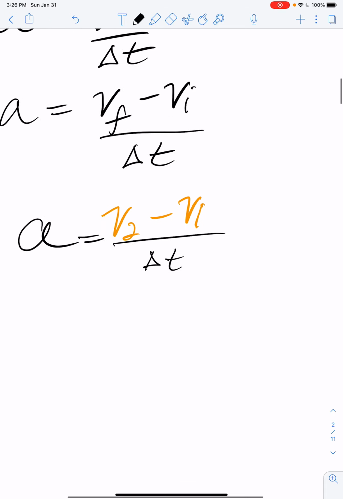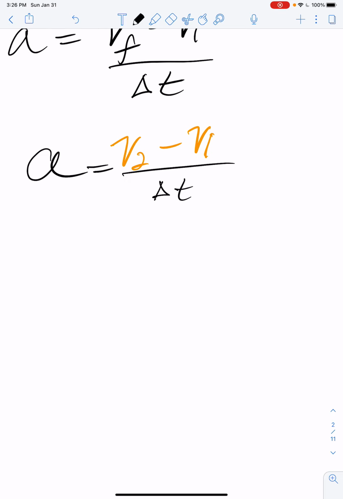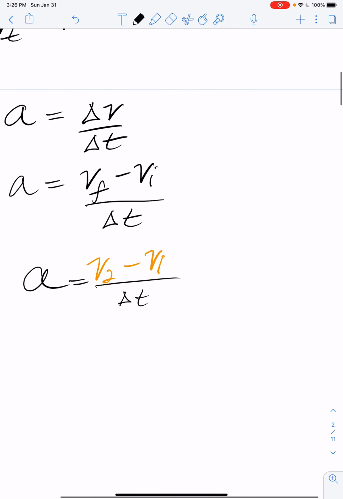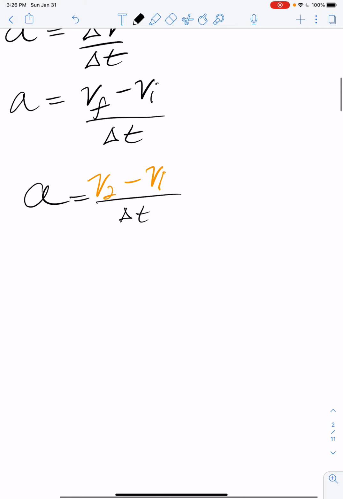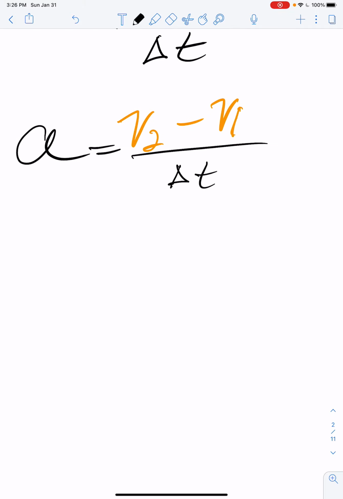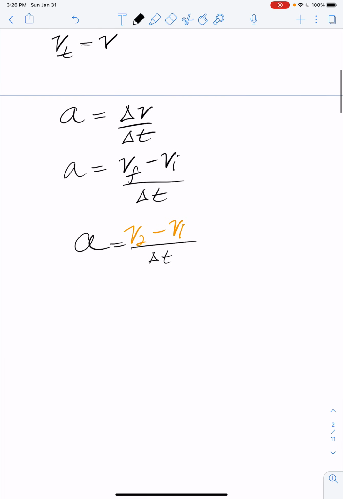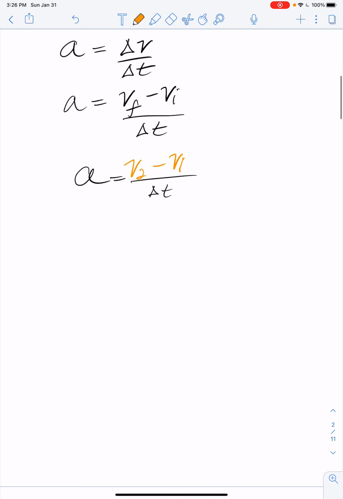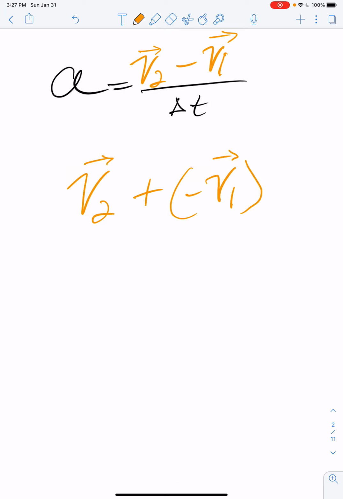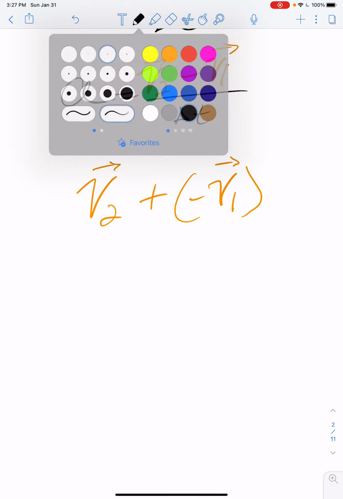And I want to take a look at that acceleration between velocity 2 and velocity 1. Okay, so if I subtract V1 from V2, so V2 minus V1, we know that that is the same as saying V2, right? This is vector V2, vector V1. This is the same as saying V2 plus negative V1.